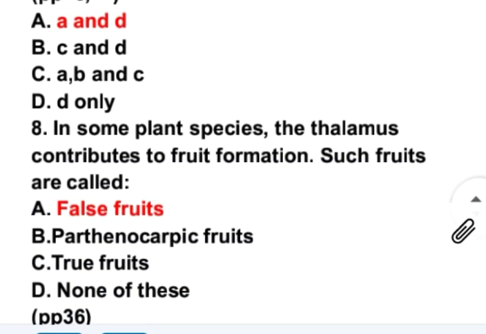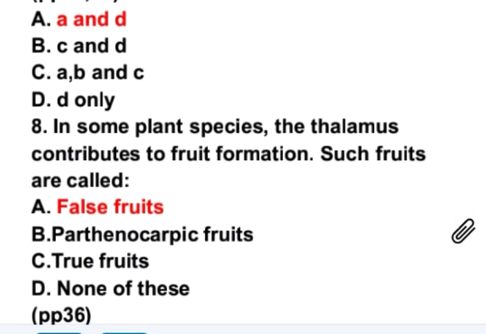Next is, in some plant species the thalamus contributes to the fruit formation. Such fruits are called. Our options are false fruits, parthenocarpic fruits, true fruits, and none of these. See, the fruits which are formed by contribution of any part other than the ovary are called false fruits. So if the thalamus contributes to the fruit formation, it is a false fruit. So option will be A, false fruit.